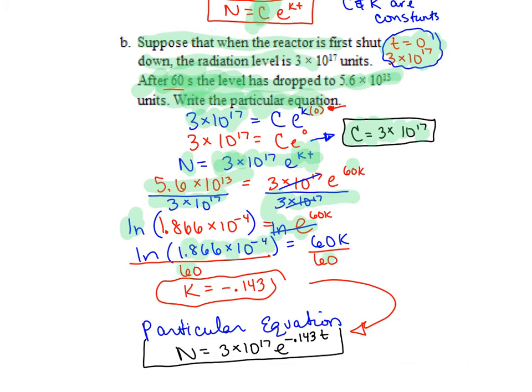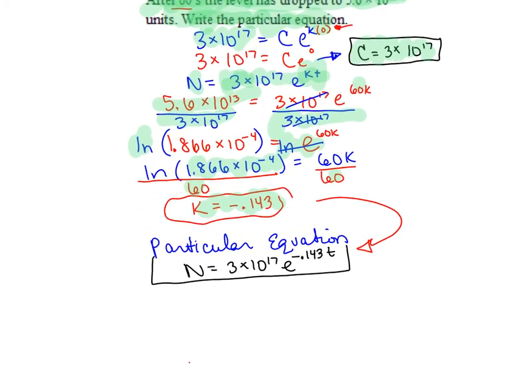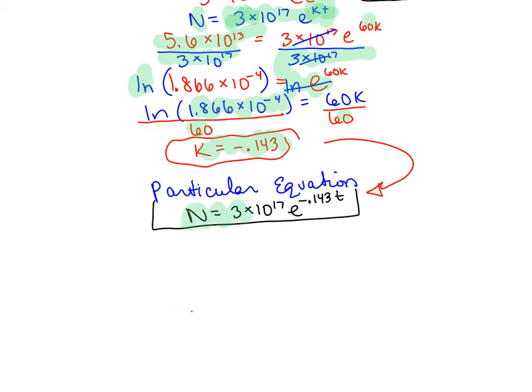Divide both sides by 60, and your calculator should give you negative 0.143. I kind of expected that, because the natural log of a number that's less than 1 tends to be negative. Alright, so we have k. Now we write the equation one more time without any variables except that t.